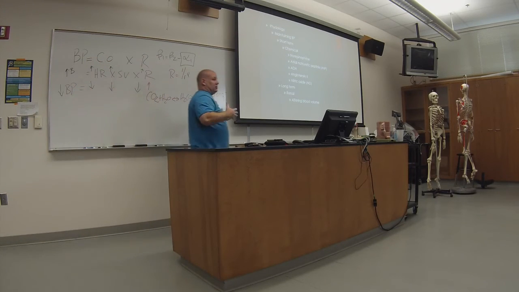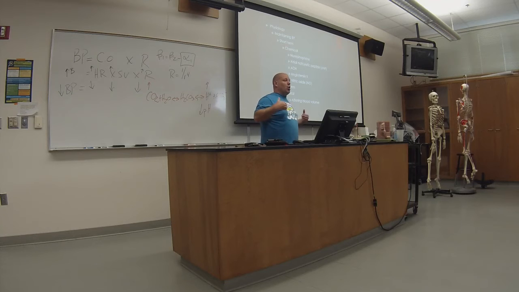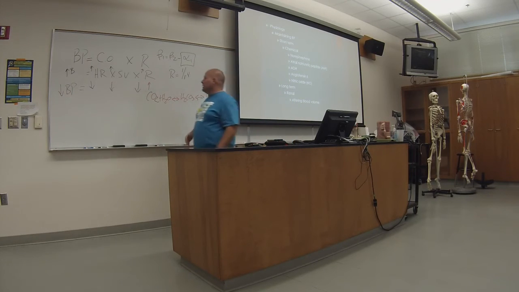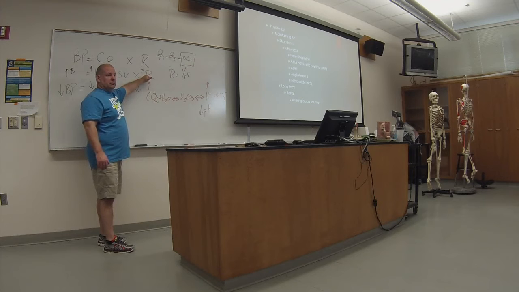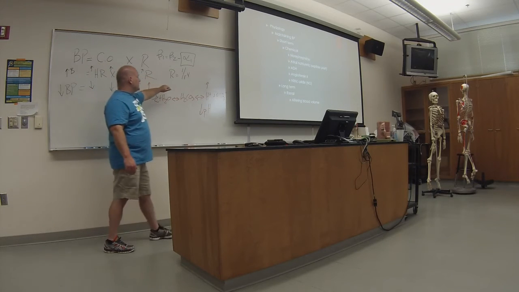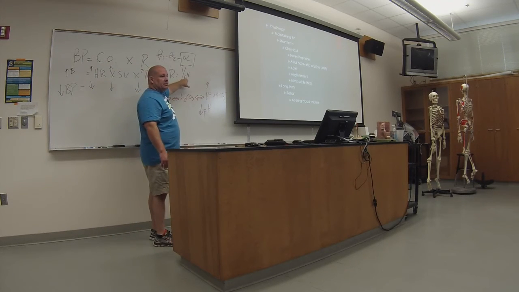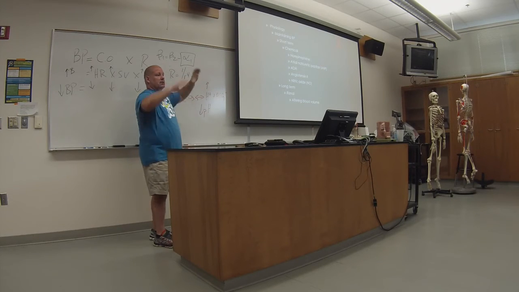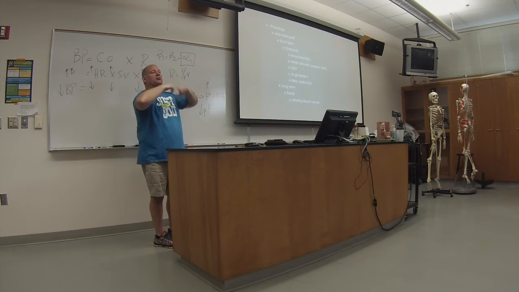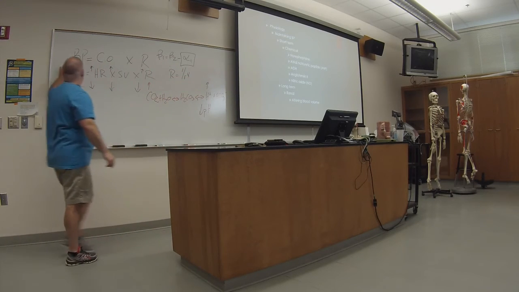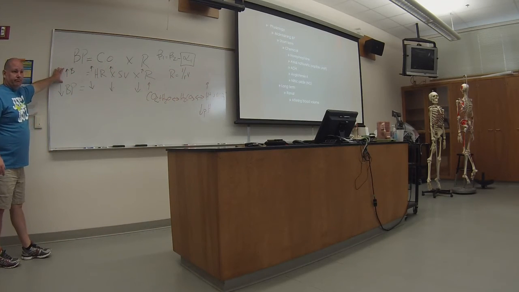So norepinephrine is going to cause my blood pressure to go up. Why? Because it increases my resistance. How did it increase resistance? It decreased the radius. Because it went like this to that. Radius went down, resistance goes up. If resistance goes up, blood pressure goes up.